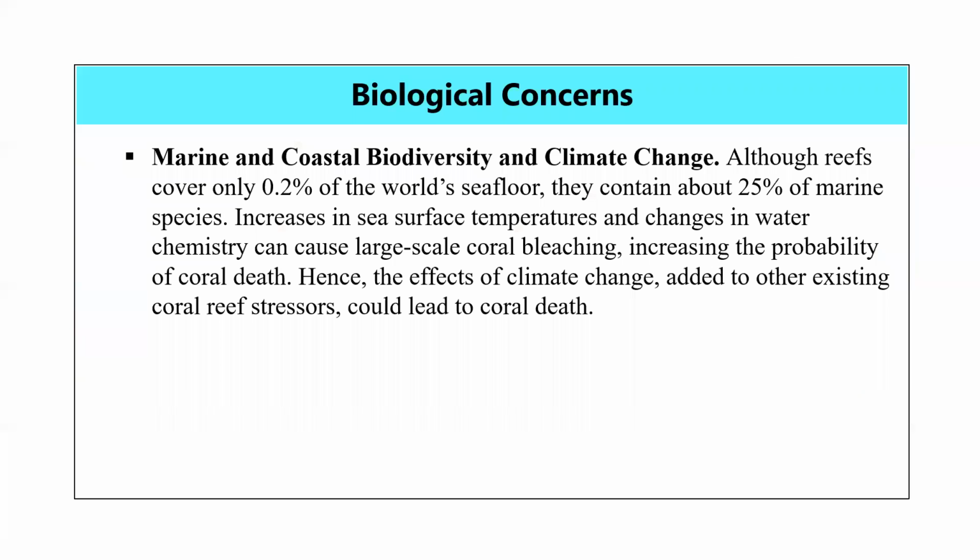Okay, so another impact of climate change is on marine and coastal biodiversity. The reefs cover only 0.2% of the world's seafloor. They contain about 25% of marine species. So with increasing sea surface temperature and changes in water chemistry, it can cause large scale coral bleaching, increasing the probability of coral death.